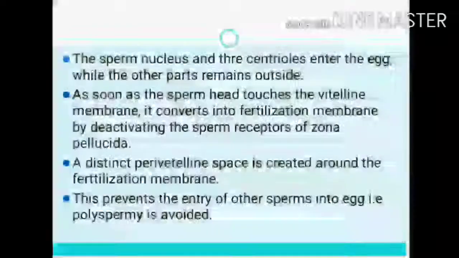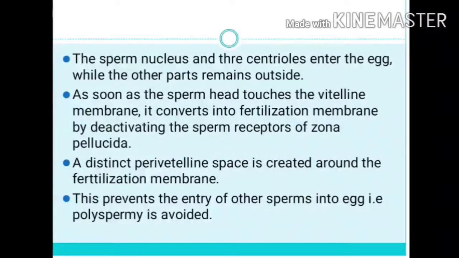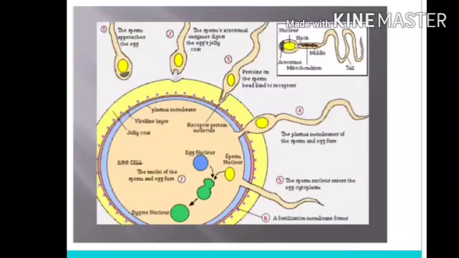The sperm nucleus and the centrioles enter the egg while the other part remains outside. As soon as the sperm head touches the vitelline membrane, a cortical reaction is activated, changing the vitelline membrane into the fertilization membrane by deactivating the sperm receptors of the zona pellucida. A distinct perivitelline space is created around the fertilization membrane. This prevents any further entry of other sperms into the egg, that is, polyspermy is avoided.